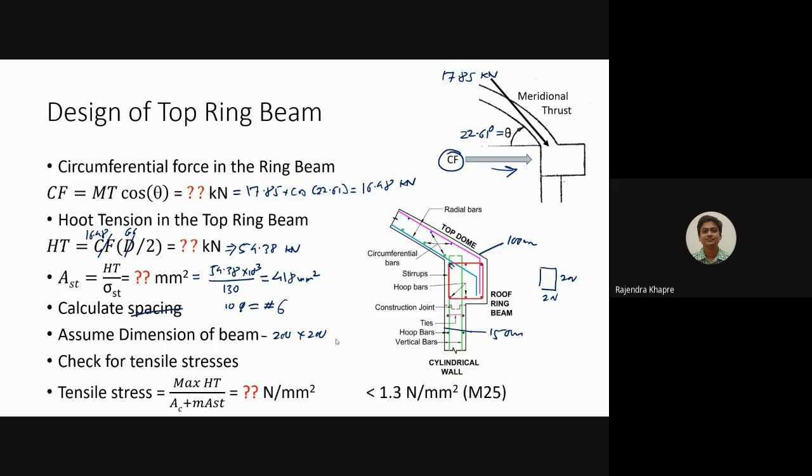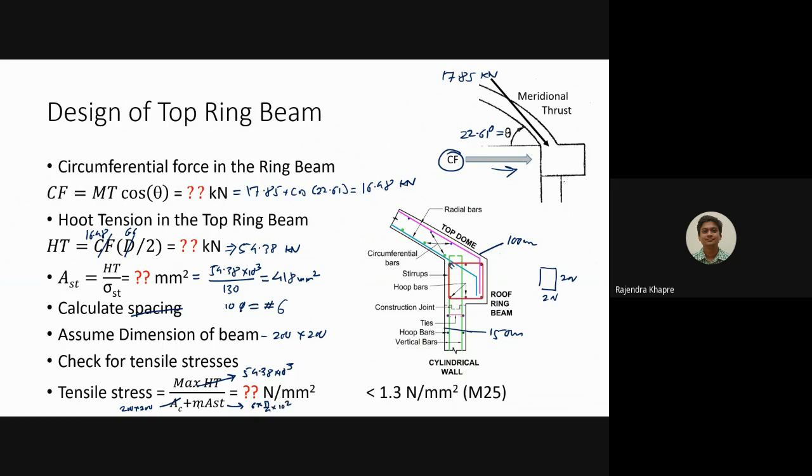So we already know the maximum hoop tension value. This maximum hoop tension was coming out to be 54.38 into 10 to the power 3. The area of the concrete is nothing but 200 by 200. Ast is nothing but 6 into pi by 4 into 10 square.